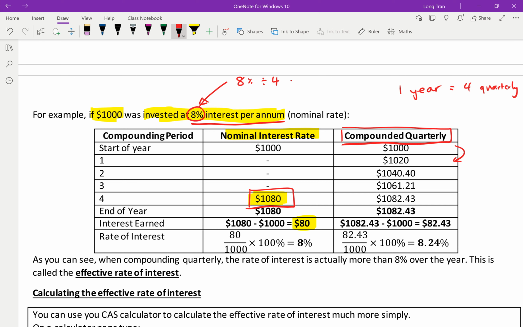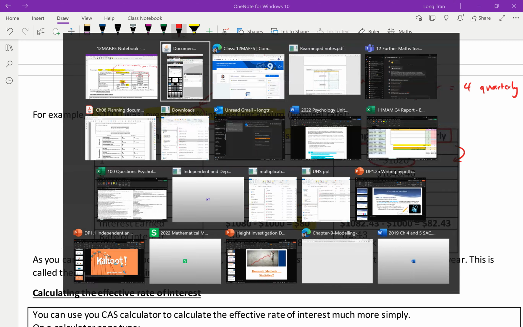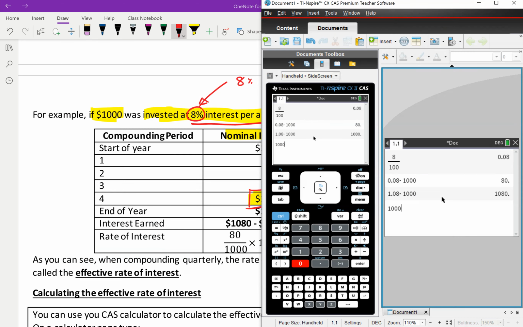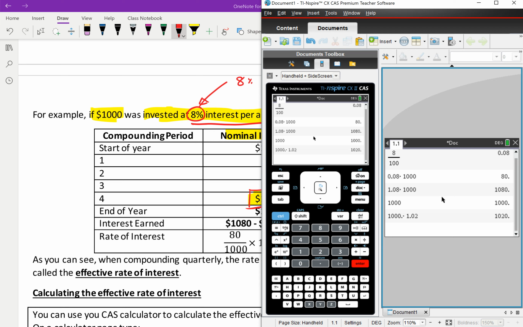So 8% divided by 4 is 2%. So what this means is it's 2% per quarter. This is how they got 1,020, because that's what they're doing. On your CAS, they're saying you start off with 1,000 and then you're multiplying it by 1.02. That gives you 1,020. If you want to find the next quarter, again, it's another 2%. So another 2%, I press enter again, gives me $1,040.